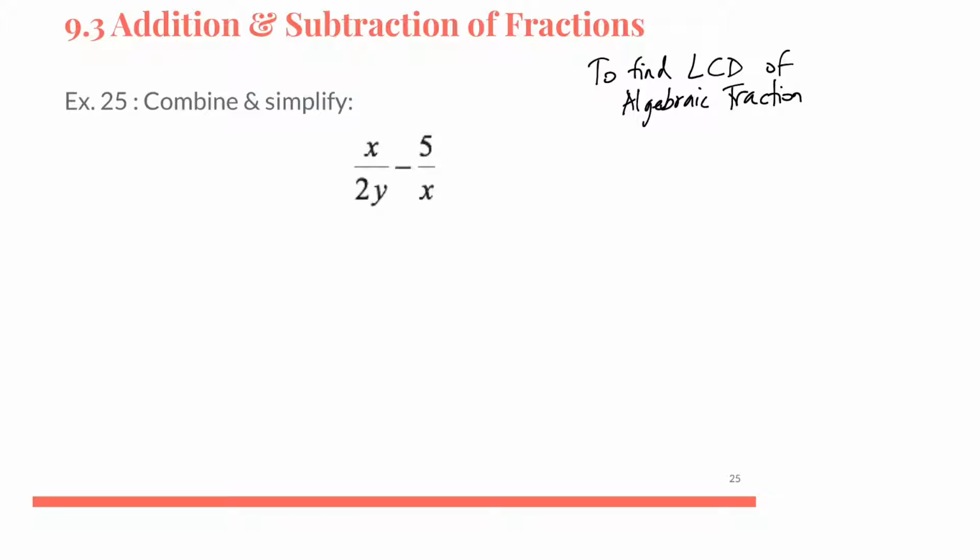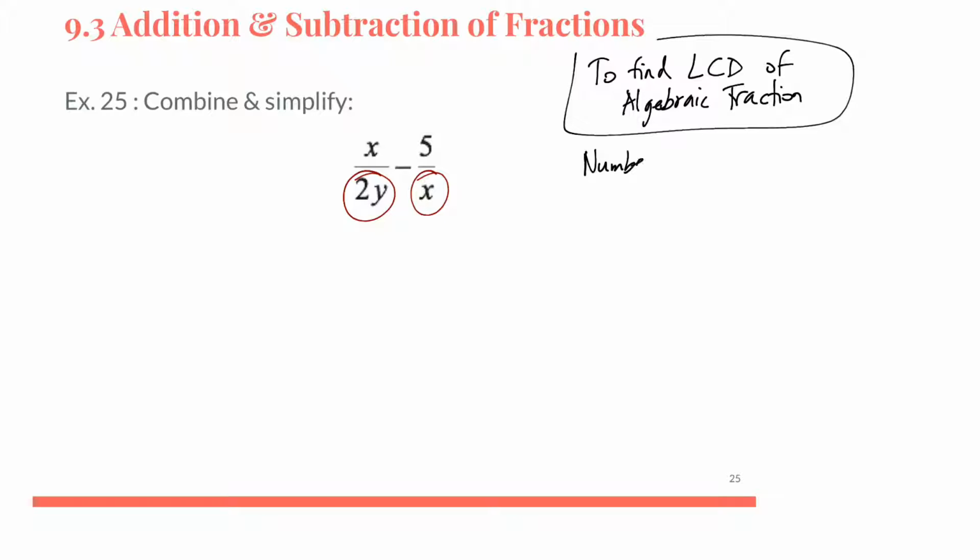Let's organize what you see in the denominator. The denominator has 2y here and an x over here. The way I like to organize this is, do you see numbers? If so, list them. Do you see variables? If so, list them. And do you see polynomials? If so, list them. We'll go through each of them.